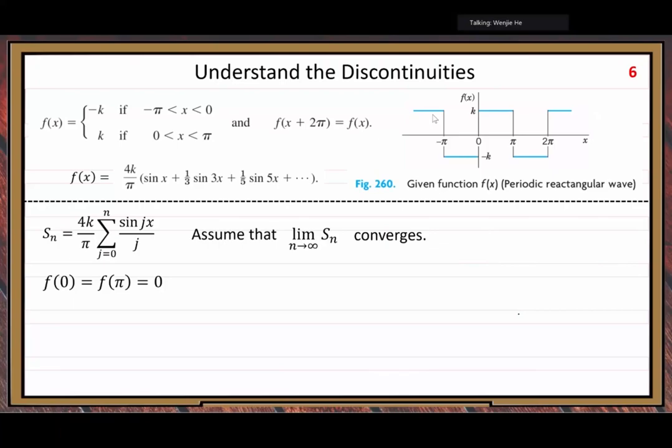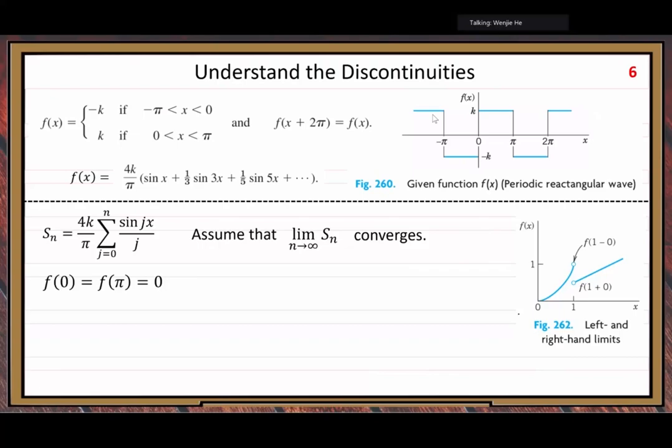Here I explained the discontinuity. f(0), f(pi) equals 0. You calculate the limit of that function from the left-hand side, f(x0 minus 0), and the limit from the right-hand side, f(x0 plus 0). These are the left and right-hand limits.